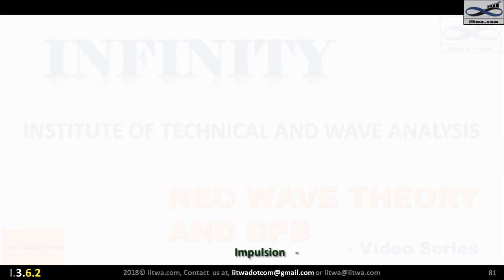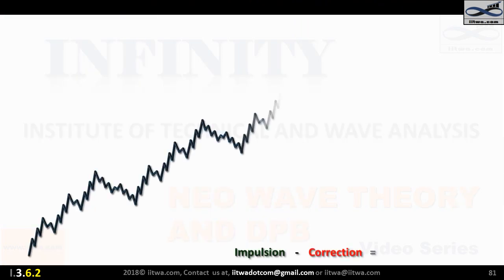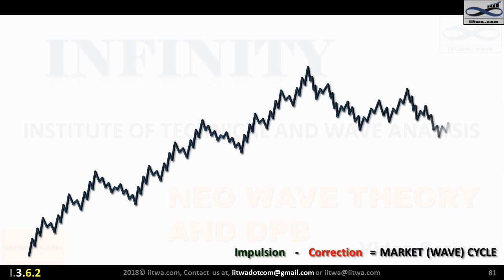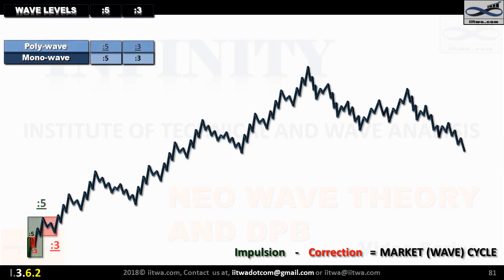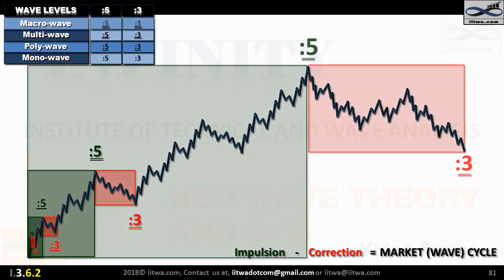Friends, now the next important point, that is wave count. Practically speaking, you can notice each chart shows max 4 levels of wave cycle. In neo-wave analysis it is called mono-wave, poly-wave, multi-wave and macro-wave. Considering here all levels in one chart, look at the wave count bar.